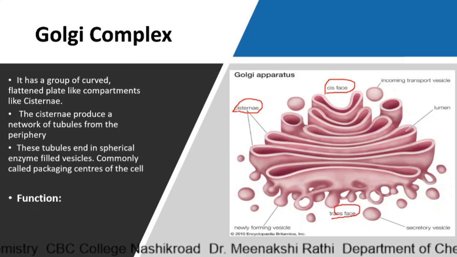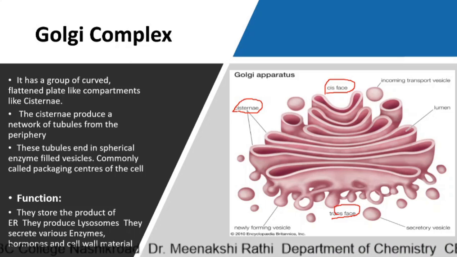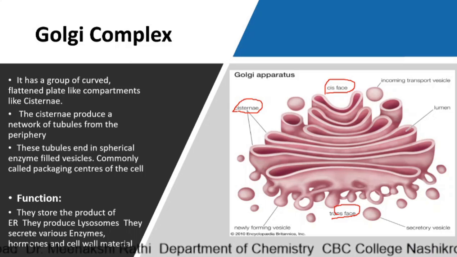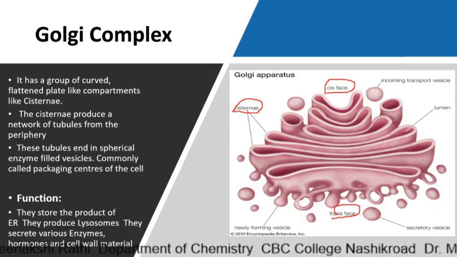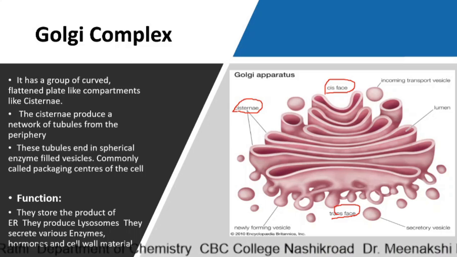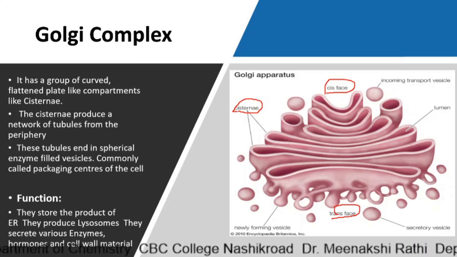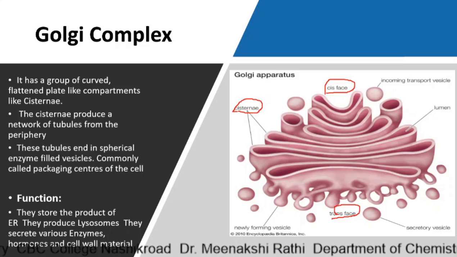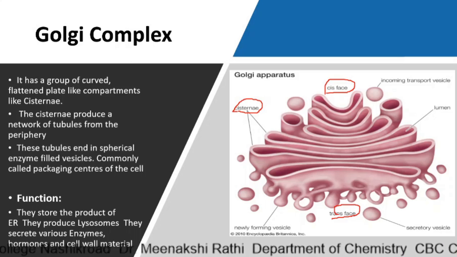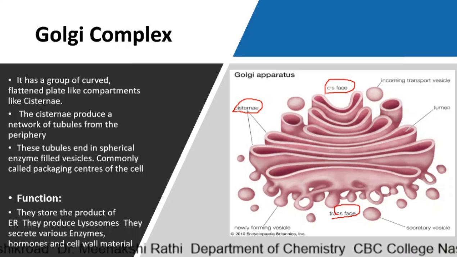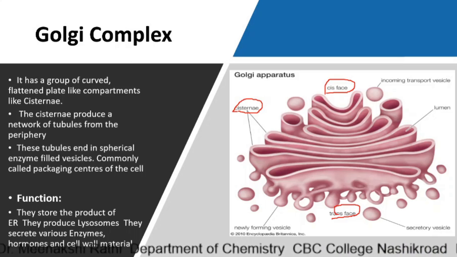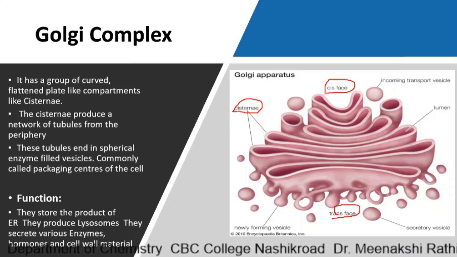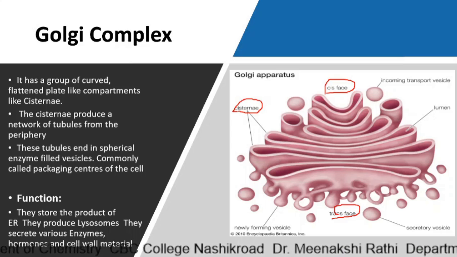Now, the main function of Golgi body is, as Golgi bodies arise from rough endoplasmic reticulum, to store the products of endoplasmic reticulum. They also help in the production of lysosomes. They secrete various enzymes, hormones and cell wall material. The transport of material between nucleus and cytoplasm has some relationship with Golgi bodies.